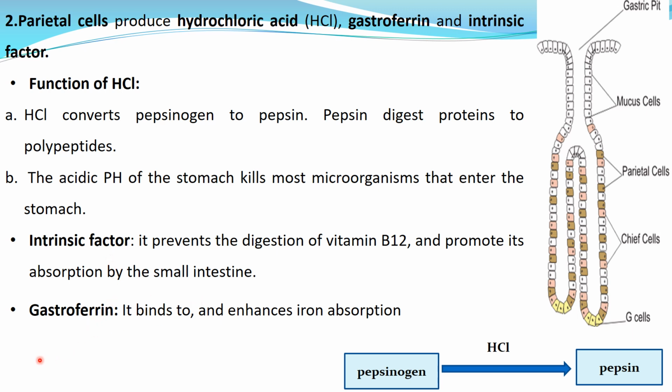So the second molecule, which is created by the parietal cell, is gastroferrin. Gastroferrin binds to iron and enhances its absorption.